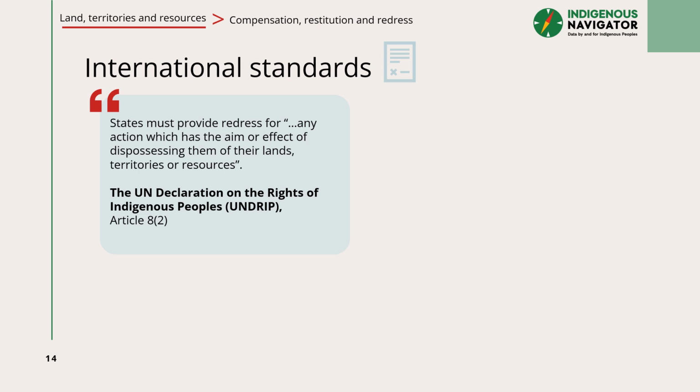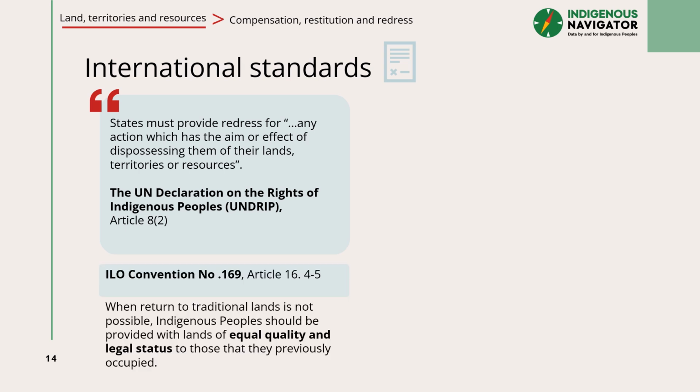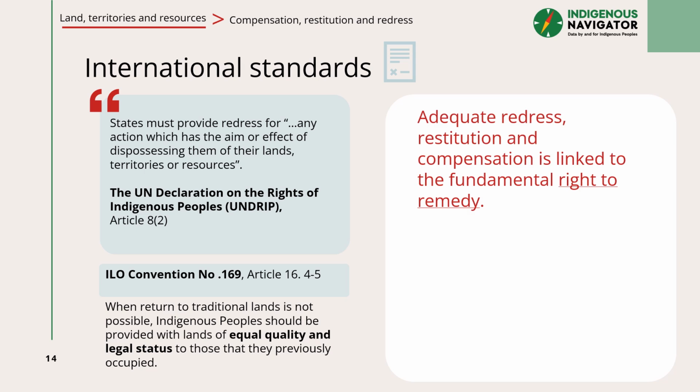This is reinforced in a binding international standard in ILO Convention 169, which says that when return to traditional lands is not possible, Indigenous peoples should be provided with lands of equal quality and legal status to those that they previously occupied. The issue of adequate redress, restitution, and compensation is also linked to the fundamental right to remedy, which is enshrined in binding human rights instruments.